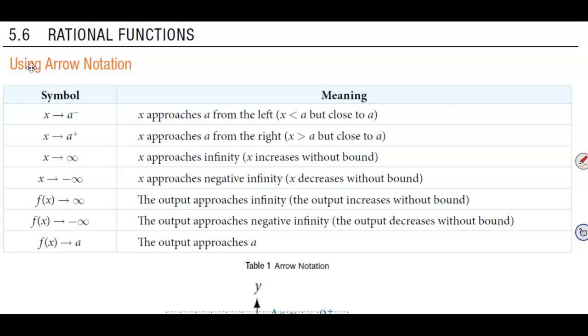Now the next three is f of x, and that represents the output, or y. So as f of x approaches infinity, the output increases without bound. The next one, the output approaches negative infinity. That means the output decreases without bound. And the last one, f of x approaches a, meaning the output approaches a.